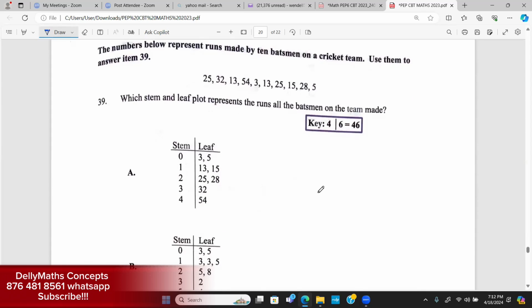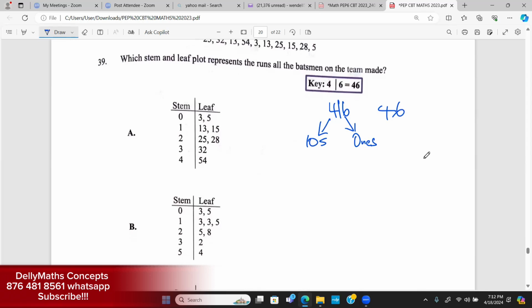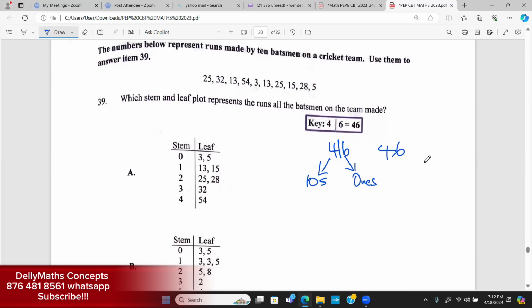All right, so we're looking at a stem and leaf, and they're giving a quick little key here. So if you see 4/6, it means 46. So this is tens, and this is ones. Okay, tens and ones. All right. So let us see. You want to represent these numbers. So you want to check them off to see which one will you actually have those.